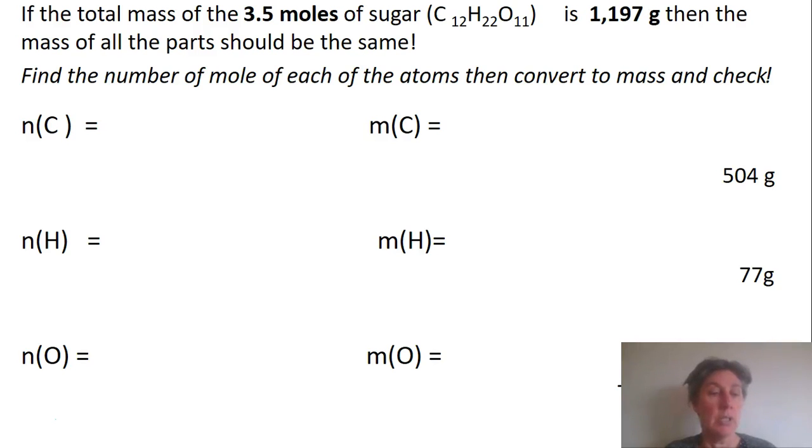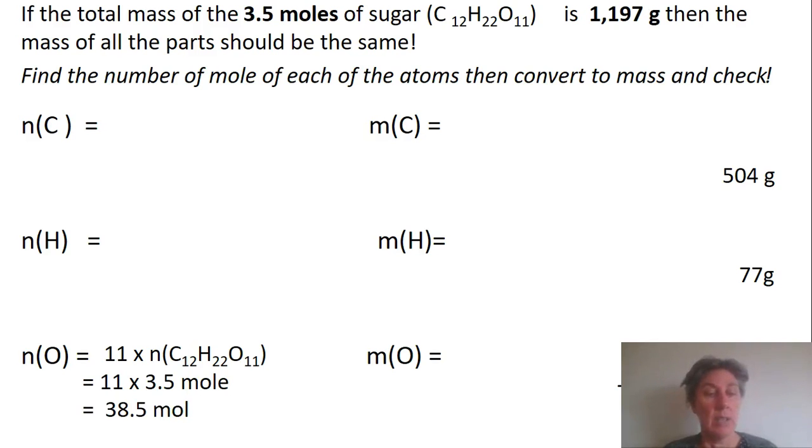Same thing with oxygen. Oxygen goes with sugar, 11 to 1. Take it over the other side and multiply. 11, put the numbers in. 38 moles. Each mole of oxygen weighs 16 grams, so you've got 616 grams. So when we add all those up together, you'll find that the total is the same as the mass of the whole thing to begin with. Okay, yay.